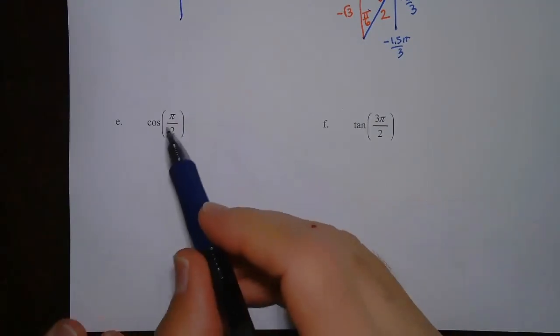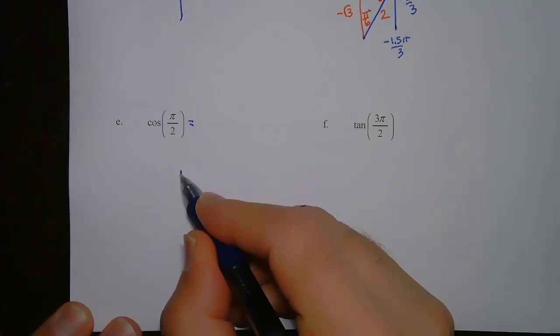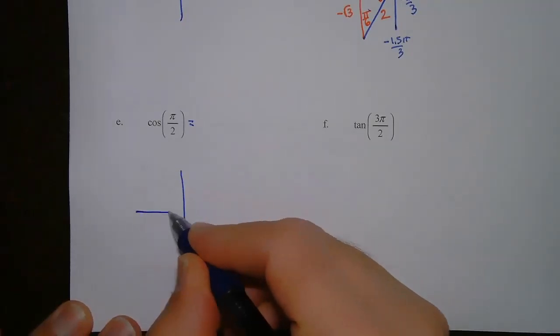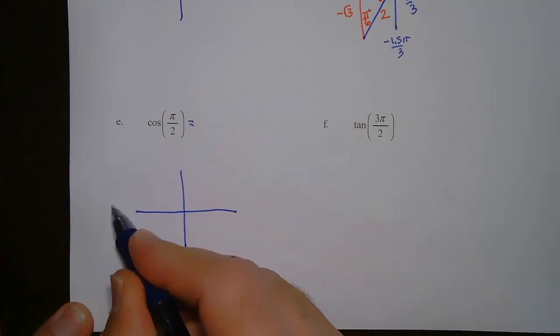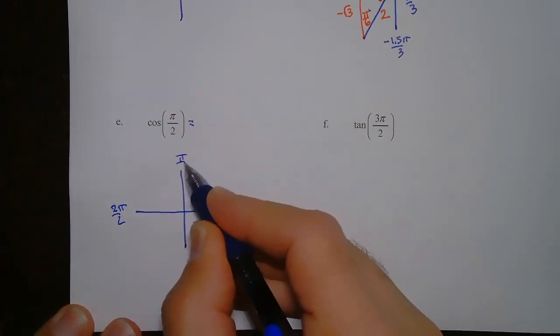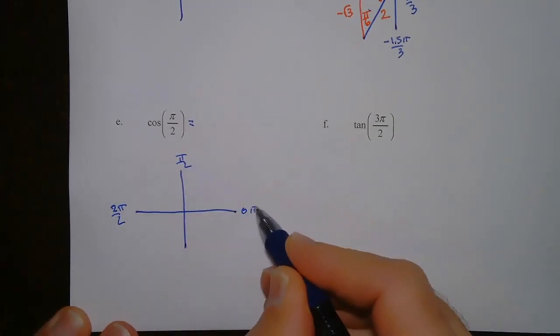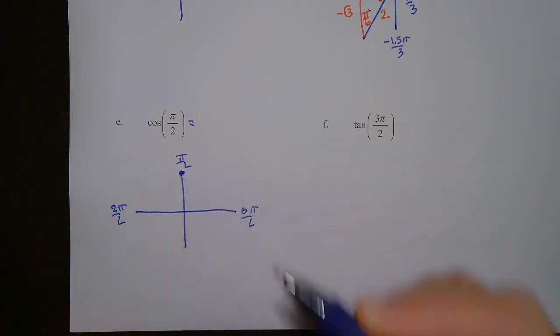Okay, cosine of pi over 2. What does this equal, right? So we're going to draw our diagram. Because I'm counting by 2's, this would be 2 pi over 2. So this is pi over 2, right? And this is 0 pi over 2, which means I land right here on the positive y-axis.